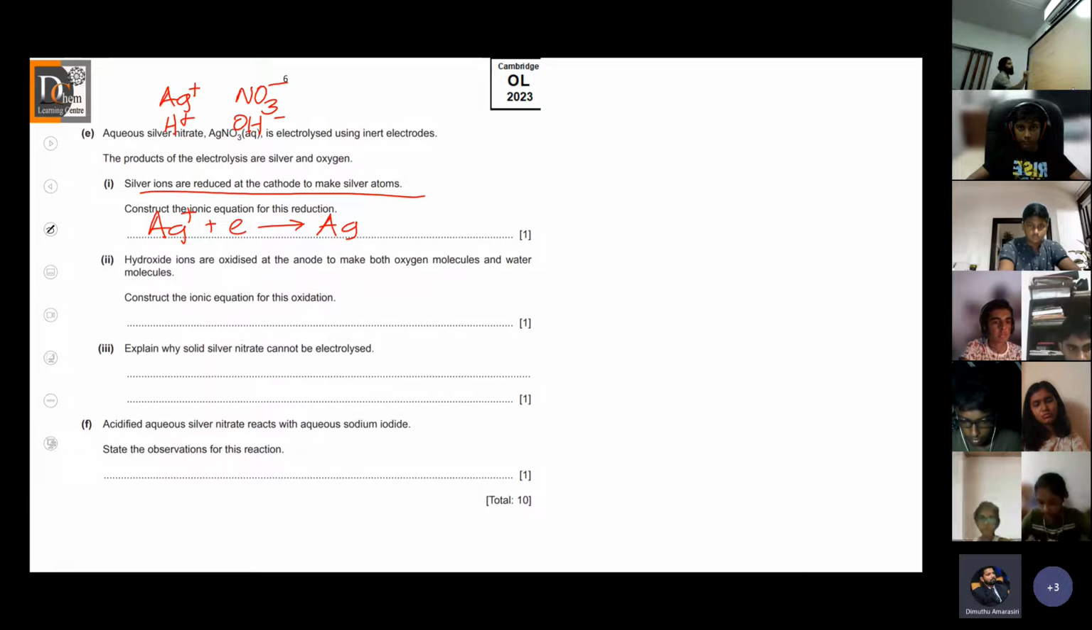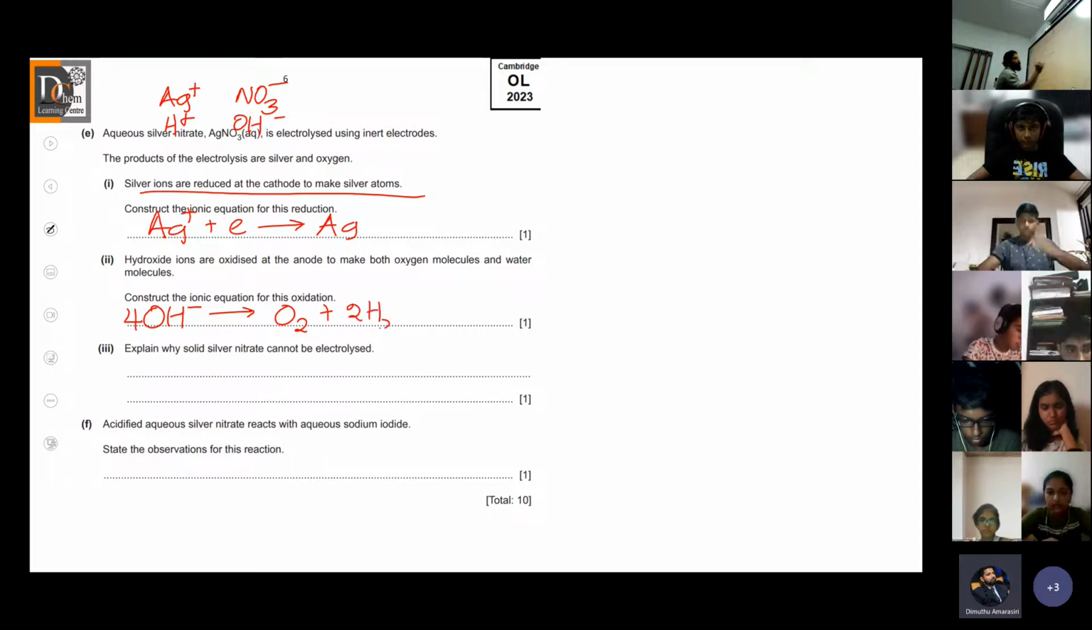And hydroxide ions. Now this one, I told you, don't try to logically write. I asked you to learn this by heart. I usually don't ask you to learn everything by heart, but this one you need to: the hydroxide ion. 4 hydroxide ions will become oxygen and 2 water by releasing 4 electrons.